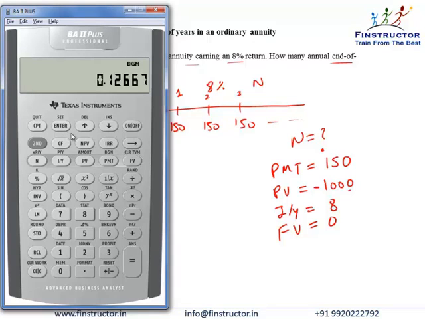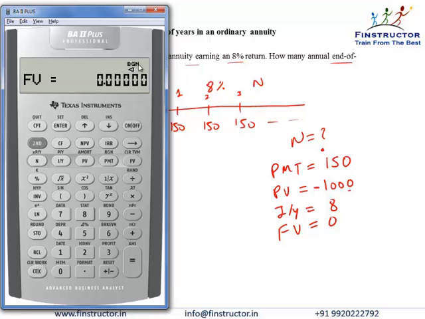So let's try to do it on the calculator. 150 is the PMT, 1000, rather minus 1000, is PV. So first press 1000 and then press the plus-minus button to make it minus 1000, and then press PV. 8% is the interest rate every period. I don't want to be left with anything in the end, so 0 is FV, and compute N. But before you press compute N, just ensure that your calculator is in the end mode.